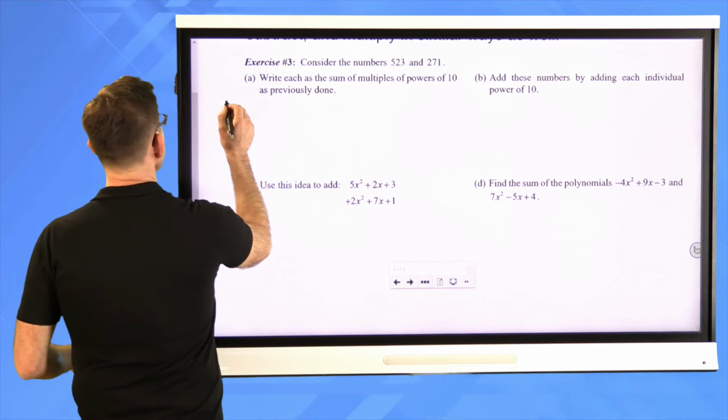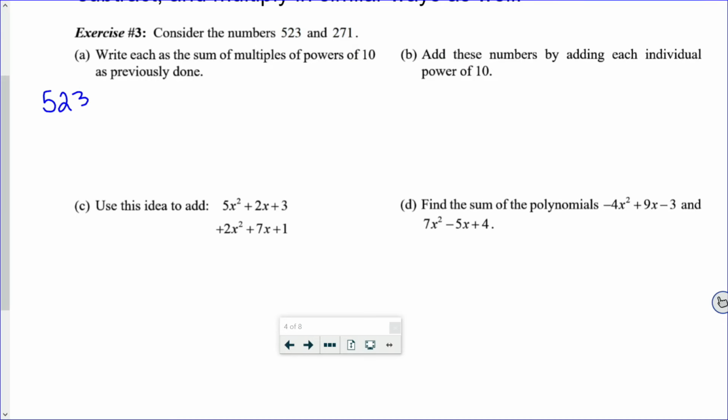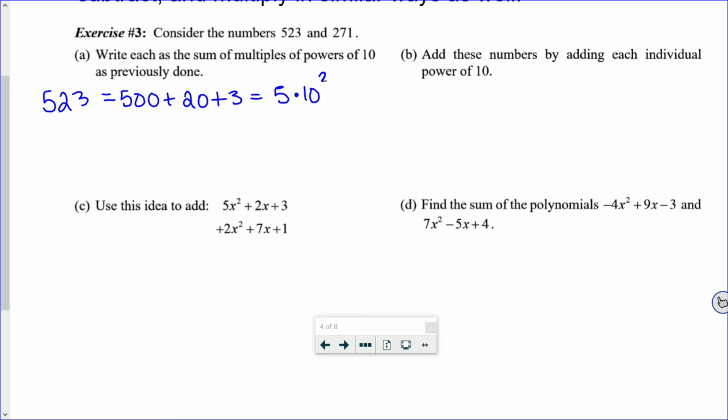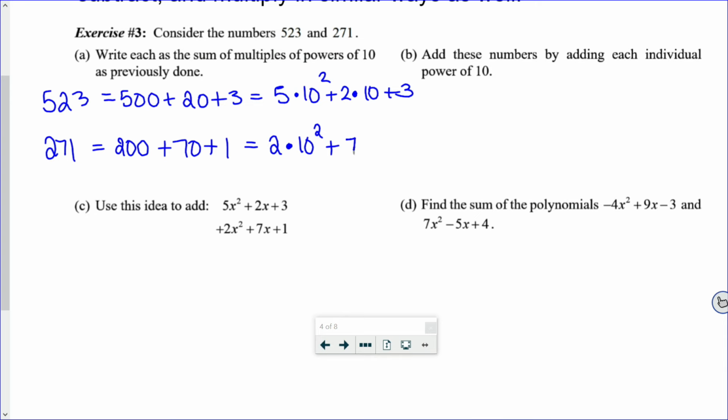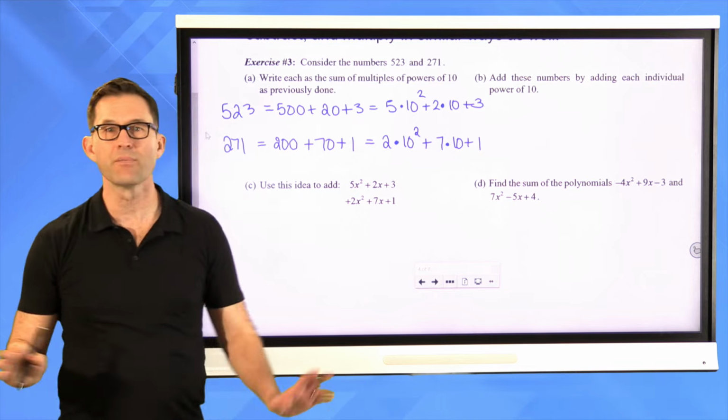So we've got 523 is equal to 500 plus 20 plus 3, and I'm going to write it right away as 5 times 10 squared plus 2 times 10 plus 3, right? And 271 is equal to 200 plus 70 plus 1, which is 2 times 10 squared plus 7 times 10 plus 1. All right, simple enough, right?